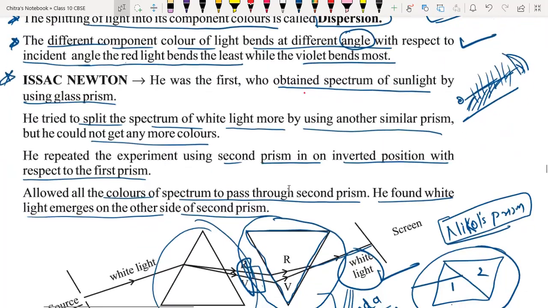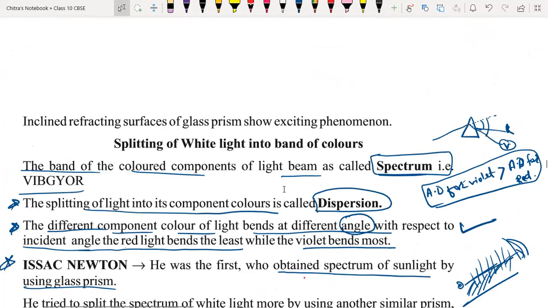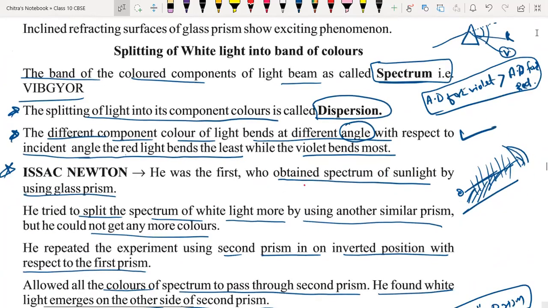Okay, so till here, any doubt? Because we have completed the dispersion of light.